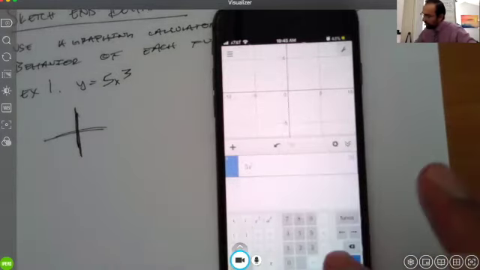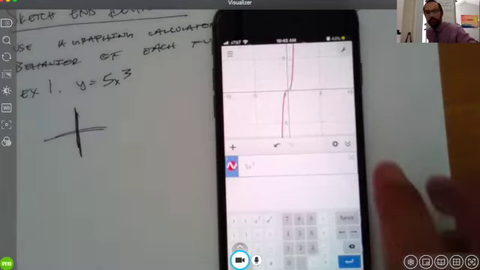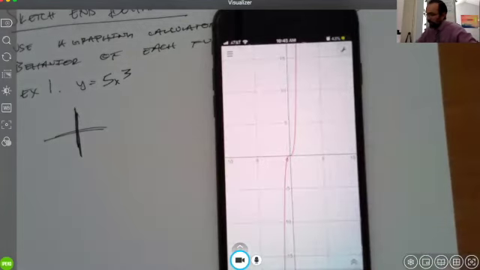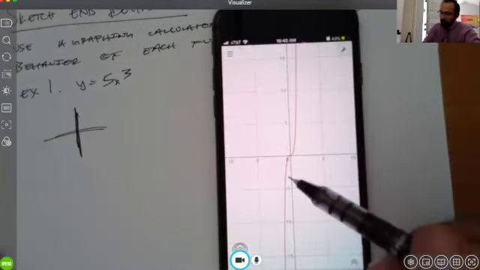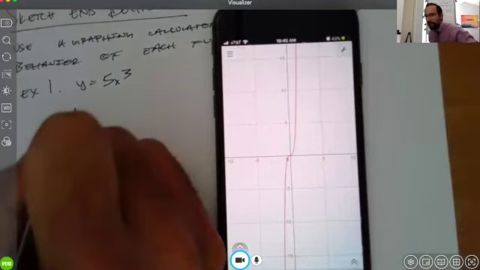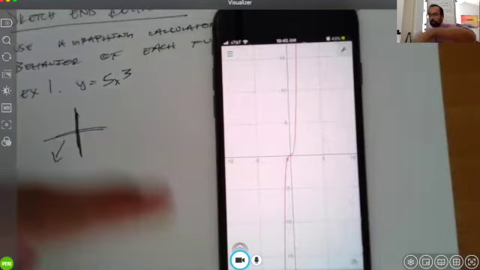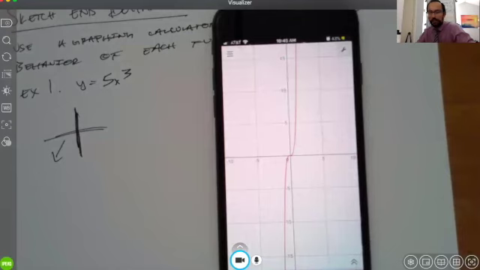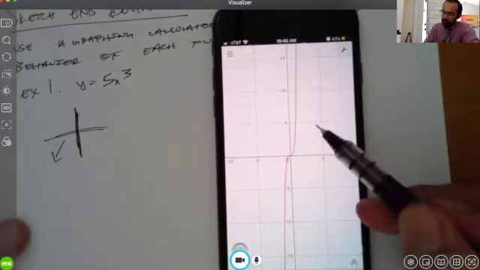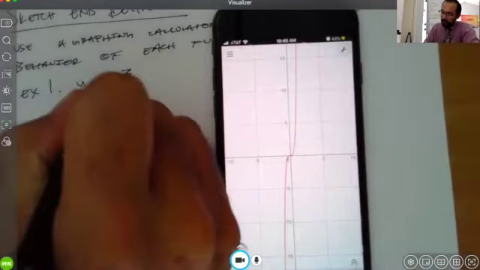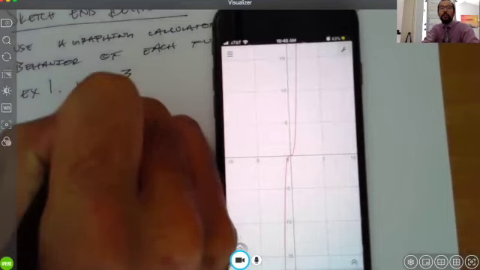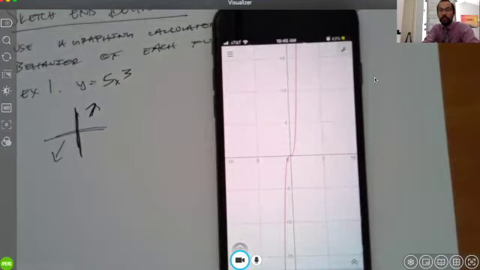So if I type in 5x cubed, this is what I get. So what's going on the left? It's going down on the left. So I can just put an arrow down there. It doesn't have to match exactly the steepness there. Just make sure it goes down on the left. What about the right side? It goes up on the right side. So I'm going to put an arrow up there. There we go. I've sketched my end behavior. I can move on to the next example.